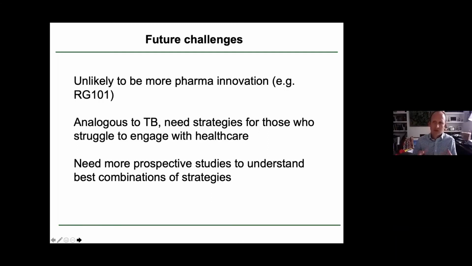So I think the strategies we have are going to have to involve combinations and strategies with the medications that exist. And I think, analogous to tuberculosis, we need strategies increasingly that have strong evidence base for patients who struggle to engage with healthcare in different settings in different parts of the world and different parts of the community. And this is going to need a lot more prospective studies to really understand those combinations and have confidence in the outcomes to be able to use them within programs.